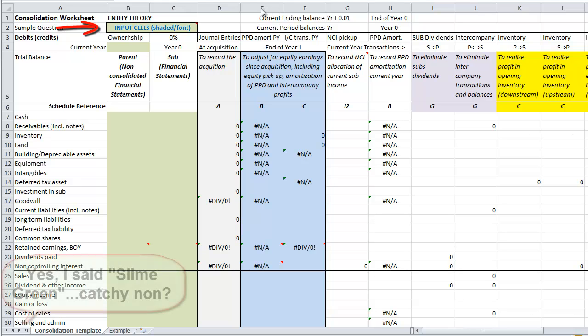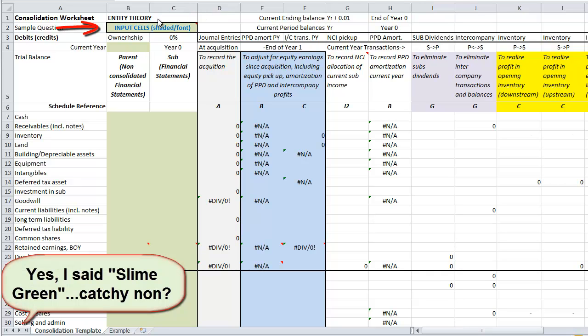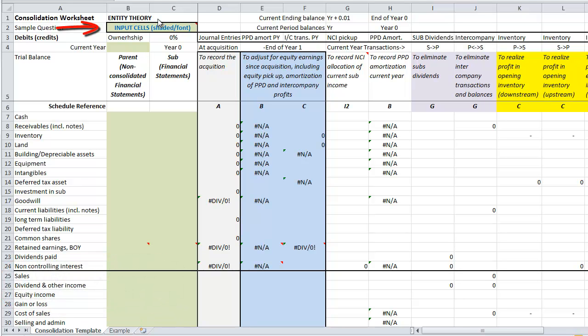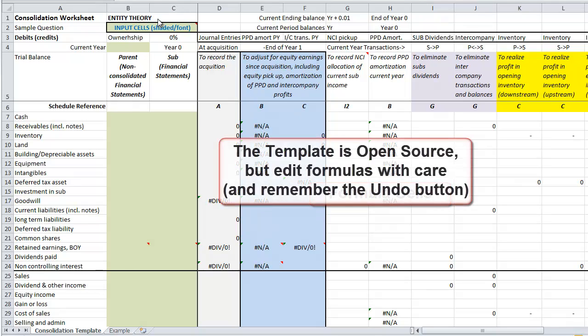Notice this slime green shaded cell up in the upper left-hand corner of your screen with the blue font. Cells with this type of shading are the input cells, and this is where you put the information you have gathered from the parent and the subsidiary. All the other cells are formula cells, which you should not have to touch unless you have a problem or a situation that hasn't been contemplated by the template. For example, if you only want to take half a year of amortization, or if you only want to take in a portion of the year's financial results from the subsidiary, well then you'll have to lift up the hood a little and adjust the formulas yourself.